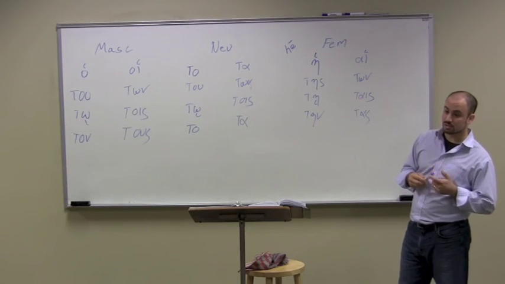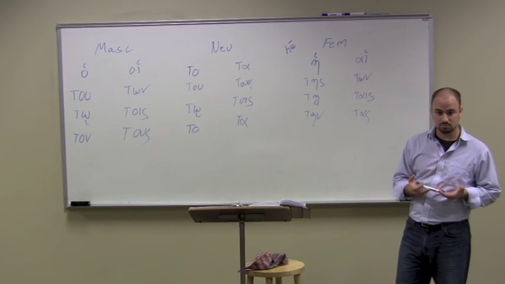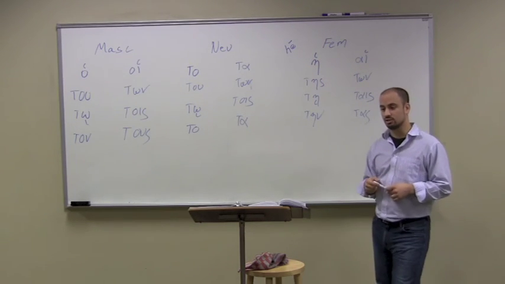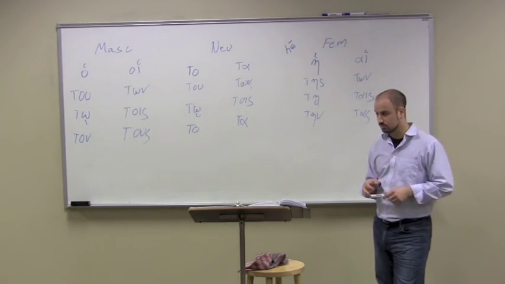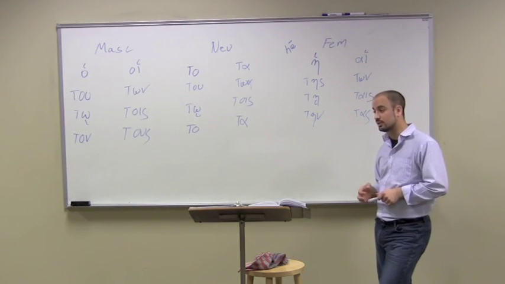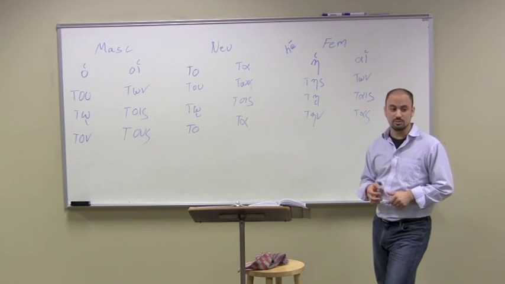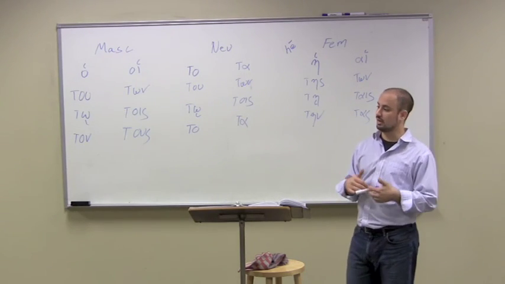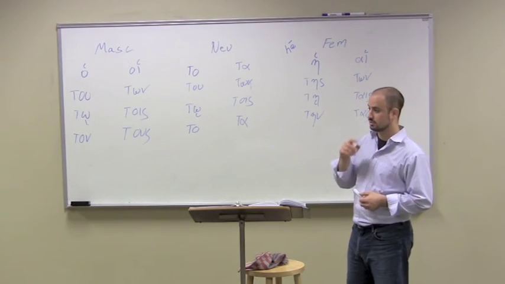In terms of memorizing your articles, you don't have to. You just have to know your declensions. Same will be the case with chapter 6 when we get the adjectives. You're not going to need to memorize anything because you're already going to have the declensions, the first and the second ones, memorized.